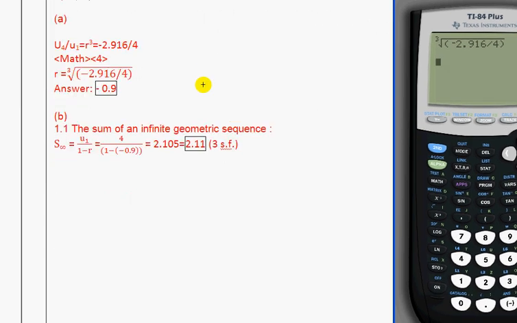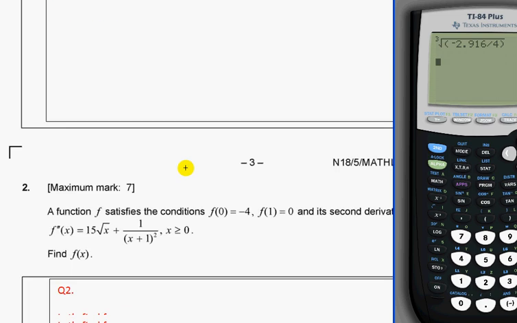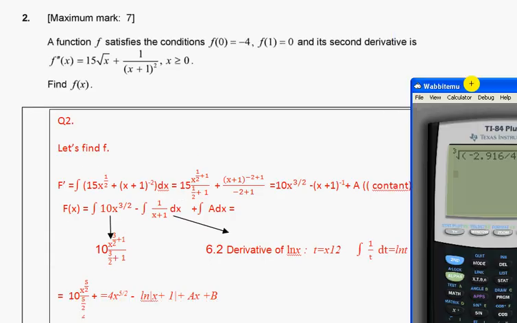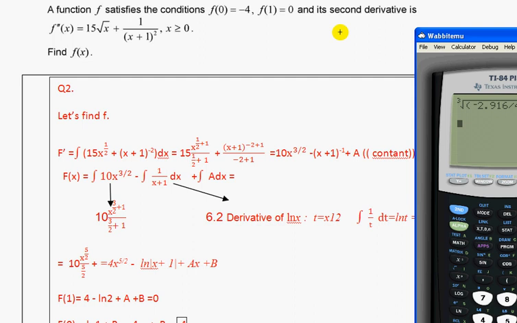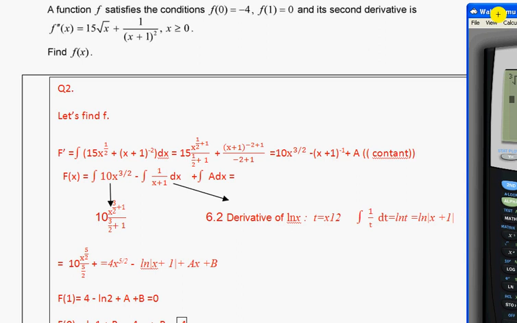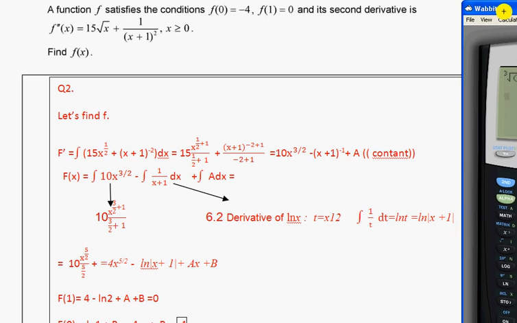Question 2. The function satisfies these values, and its second derivative is given by this formula. Find f. So first we'll try to find the function itself. Because it is a second derivative, we should integrate it 2 times.